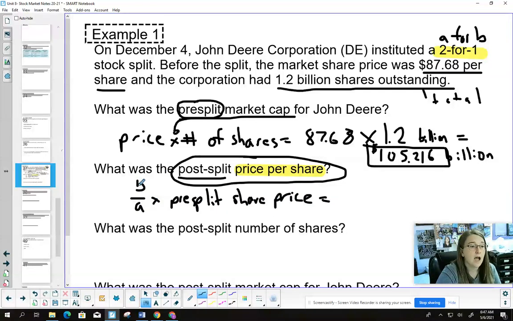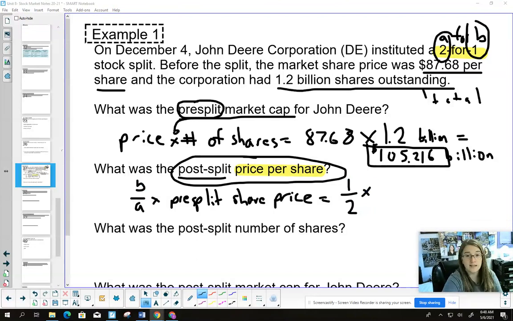So let's just plug in here. B over A is what I want. Here's A, here's B. So what is B over A going to become? 1/2. B is 1, A is 2, and we need B over A, so 1/2. Now, I already said this, right? Because again, 2-for-1 means every 1 slice is cut in half. That creates 2 new slices, so we have more slices, but the price is going to go down because now, again, yes, you've got a smaller slice. So we're also going to multiply with the pre-split share price.